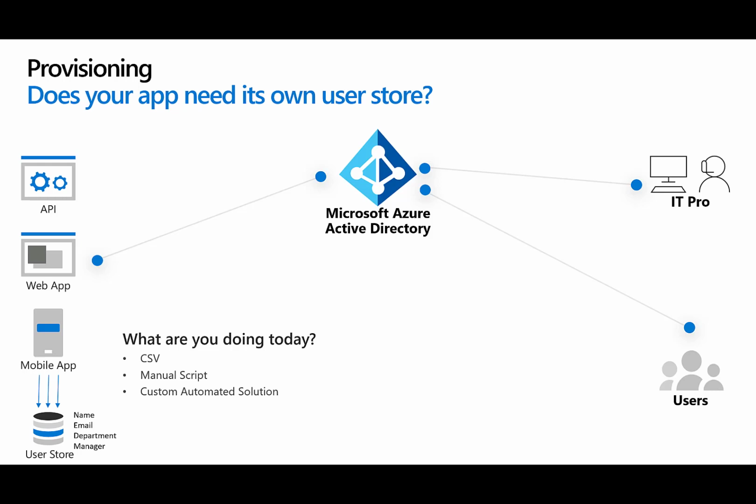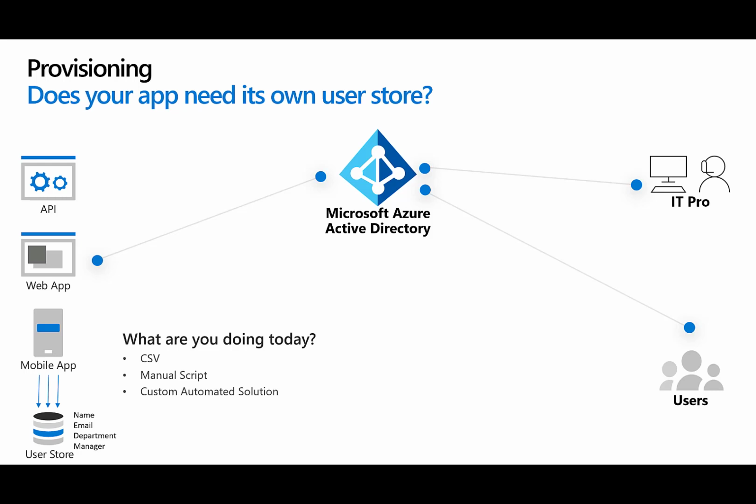So right now you probably manage your customer's identity within your application. So how do you get that data into your application? We typically see ISVs getting their customers' identity data from file imports, manual scripts they've created, or in-house built automated solutions. However, most solutions we see are a manual process.